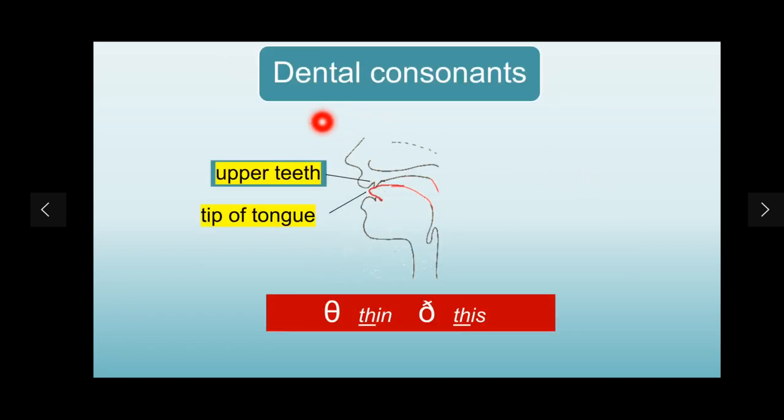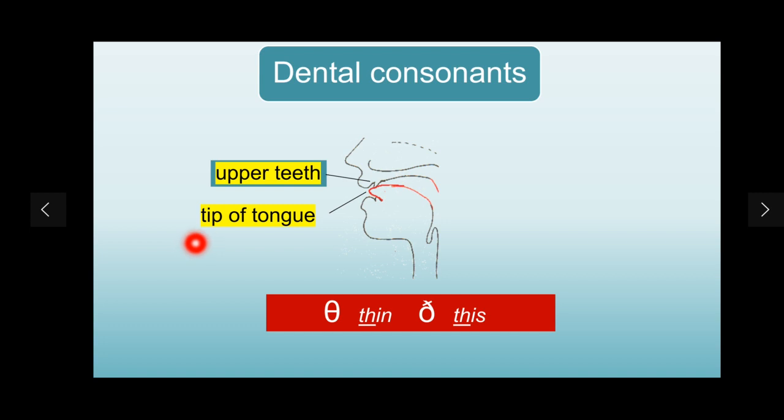Two more sounds, dental consonants. Dental consonants are produced with the help of the upper teeth and the tip of the tongue. You take the tip of the tongue towards behind the upper teeth and you produce this sound. Sometimes they're also called interdental sounds. They become interdental when you take out the tip of the tongue between the upper and lower teeth.